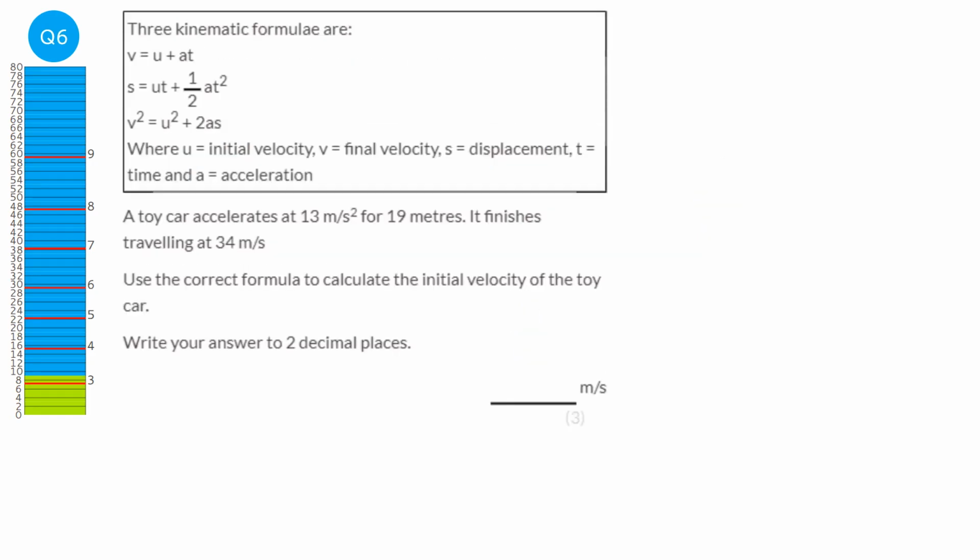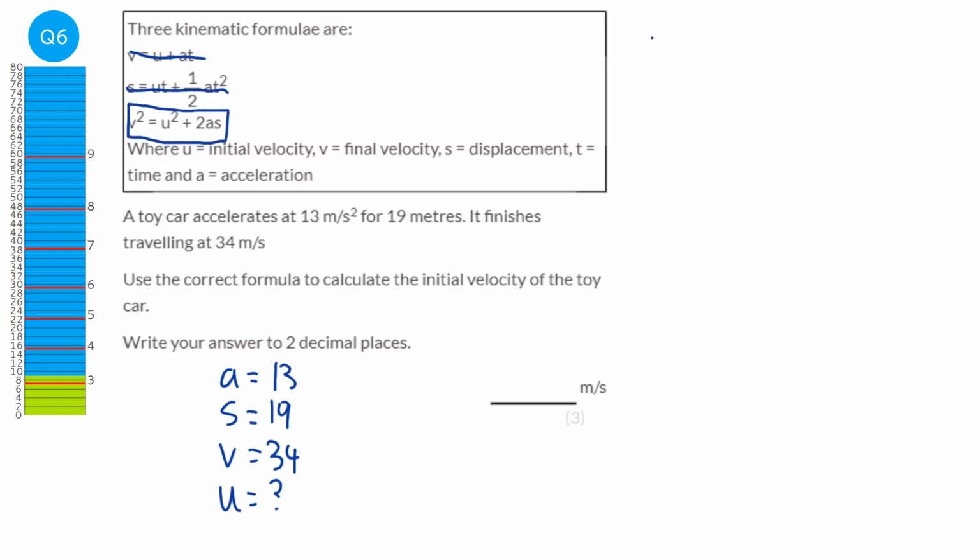So let's look through this question to see what information we're given and what information we're looking for. So we're given the acceleration is 13 meters per second squared. We're also given the distance is 19. And we're also given the end velocity, which is v, is 34. And we're looking for the initial velocity. So which of these formulae include A, S, V, and U? That's got a T in it, that's got a T in it, so it's going to be this one here.